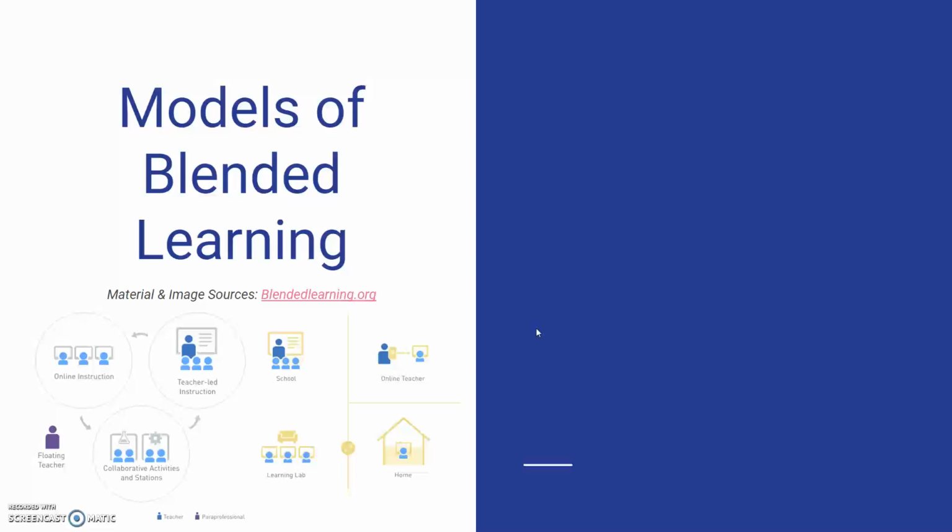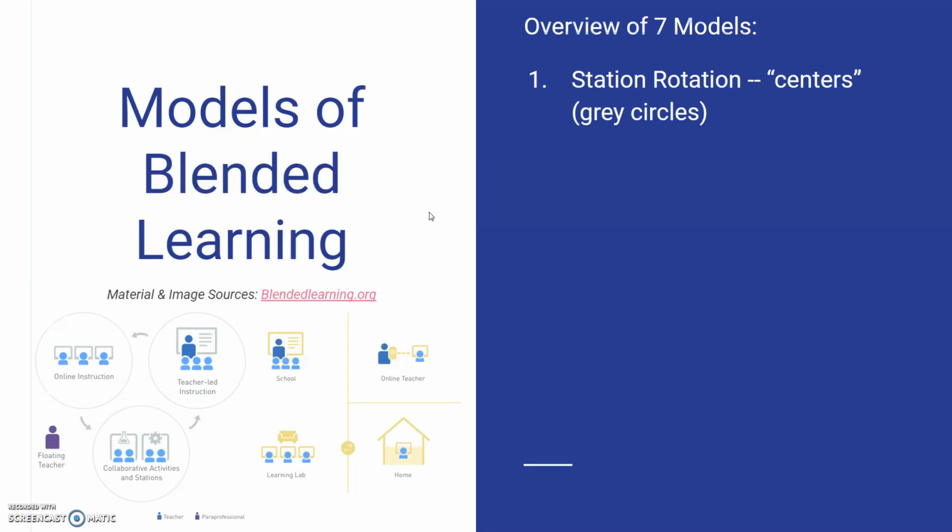Well, there are many different definitions of the models of blended or hybrid learning, but the one that I chose for my purposes was the one presented by blendedlearning.org. There are 7 models reviewed there. The first and probably most familiar to any elementary or early childhood teacher is station rotation. It very much mirrors centers and is pictured in the gray down here.